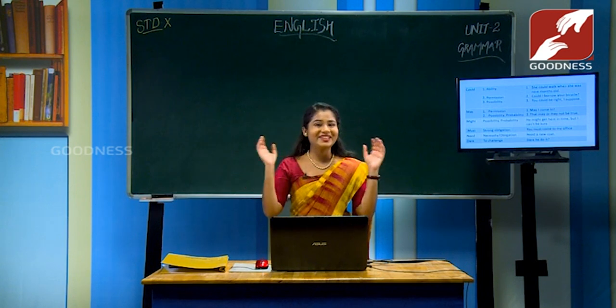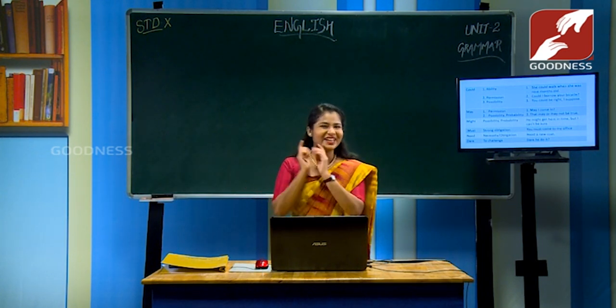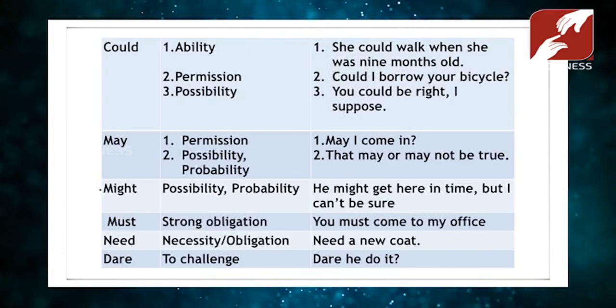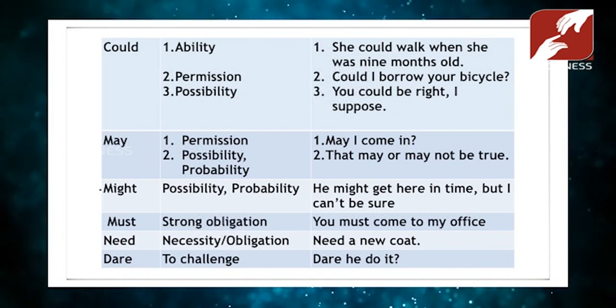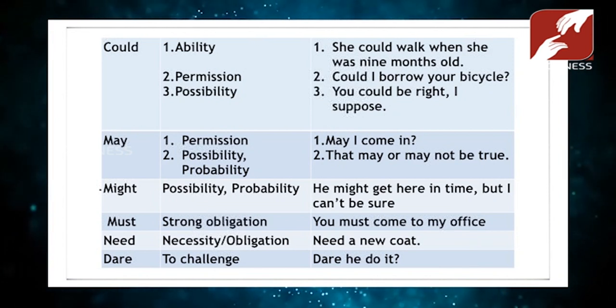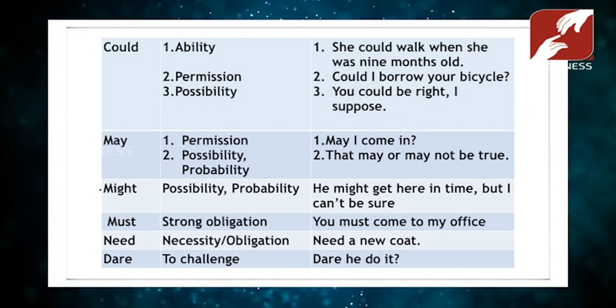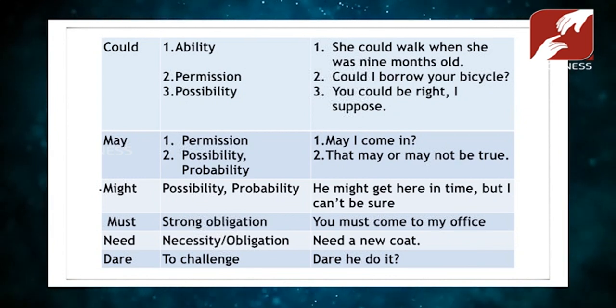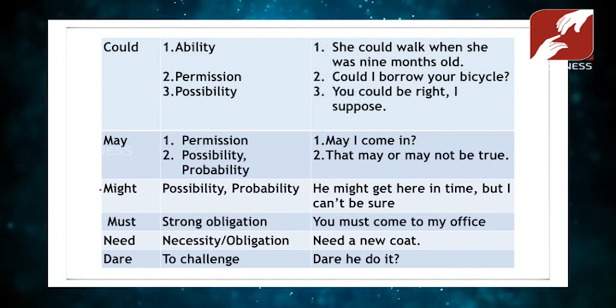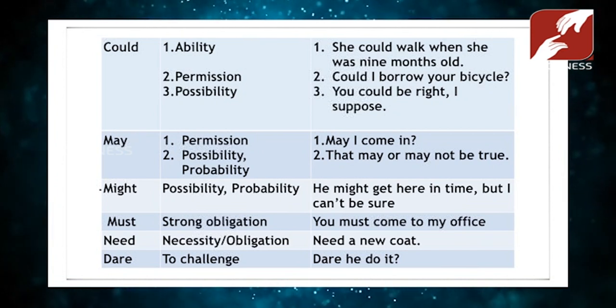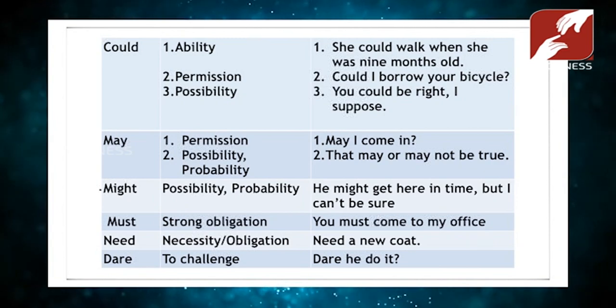Moving ahead, the next modal auxiliary is need. What is the use of this need? It is used to express a necessity or an obligation. For example, I need a new coat. I need a new car. All these are the examples.